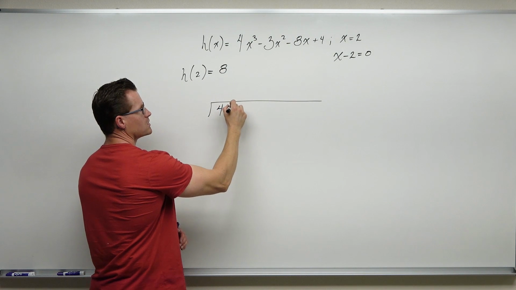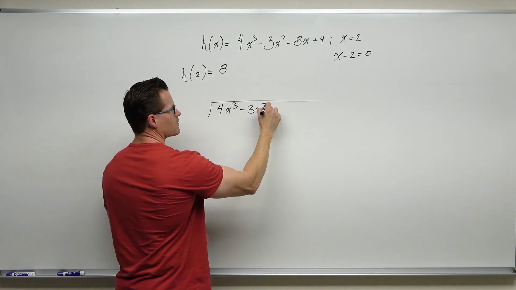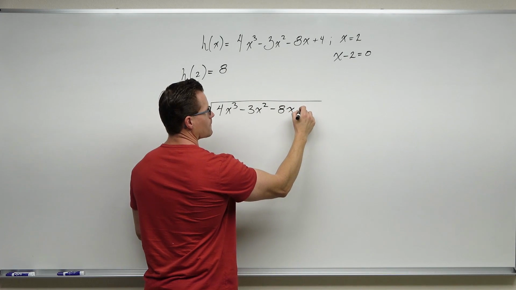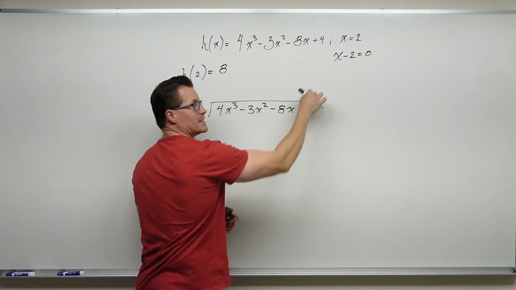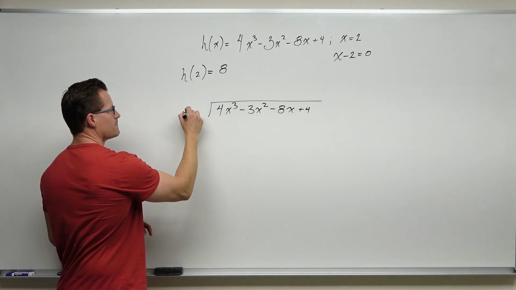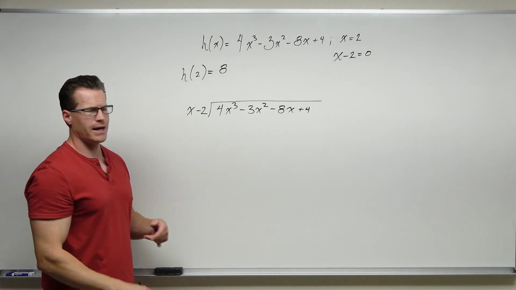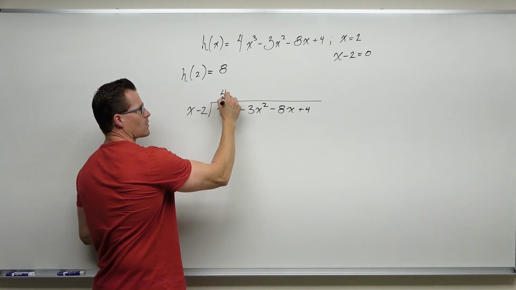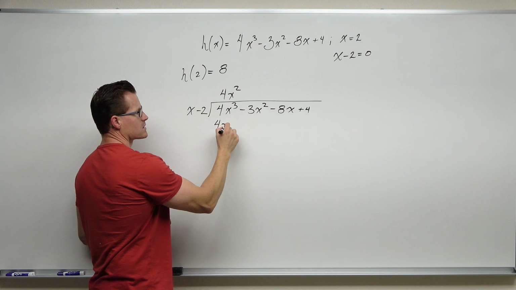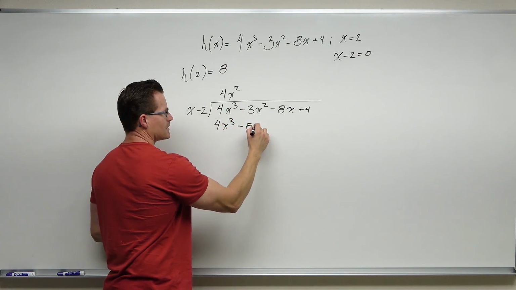So we're going to write 4x cubed minus 3x squared minus 8x plus 4. There's no missing exponents. That's kind of nice. I'm going to take the potential factor we know it's not going to be, and I'm going to divide it. I'm going to go very quickly here. So 4x cubed divided by x is 4x to the second. That would be 4x cubed minus 8x squared.